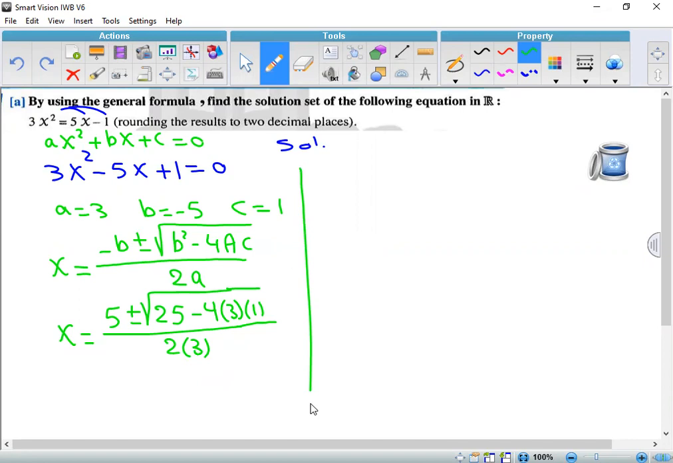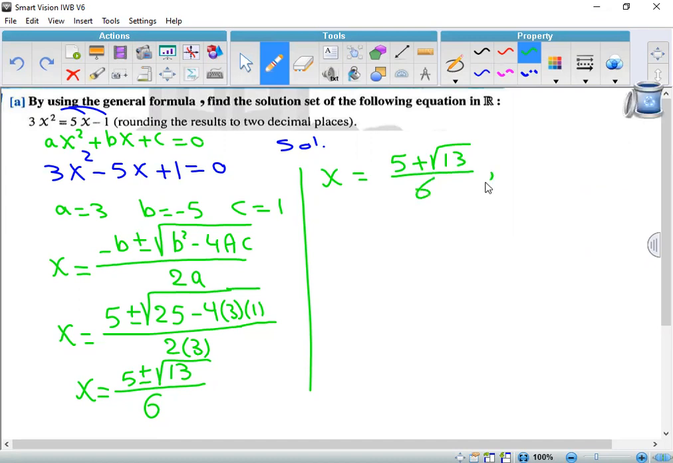Then x equals 5 positive or negative square root of 4 times 3 equals 12 times 1 equals 12. 25 minus 12 equals 13, over 6. Then x equals 5 plus root 13 over 6, or x equals 5 minus root 13 over 6.